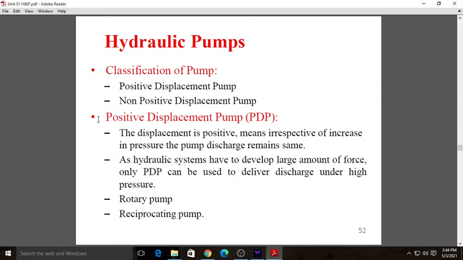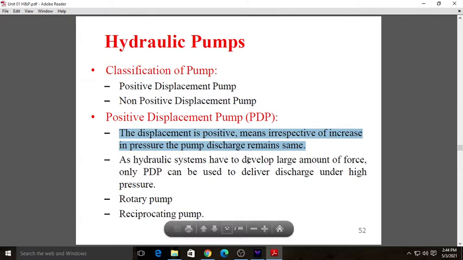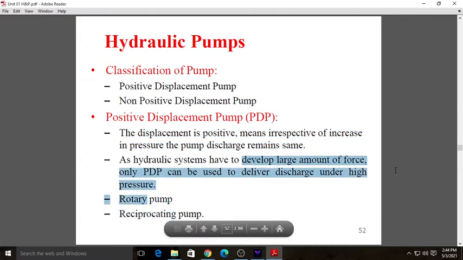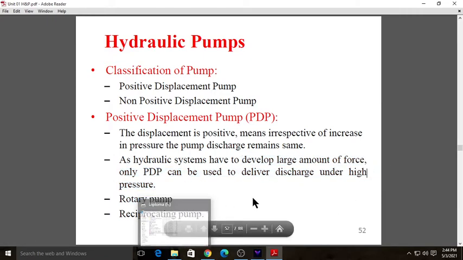Here we are going to see positive displacement pumps. The displacement is positive, meaning irrespective of the increase in pressure the pump discharge remains constant, but in the case of a non-positive displacement pump the discharge varies as the pressure varies. As a hydraulic system has to develop large amounts of force, only a positive displacement pump can deliver discharge under high pressure. It again has two types: rotary pump and reciprocating pump.